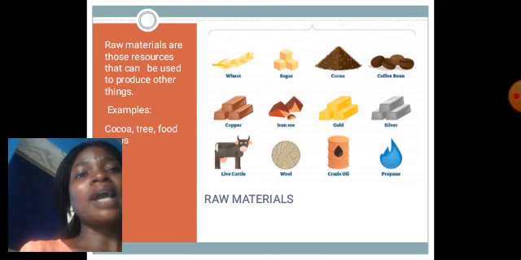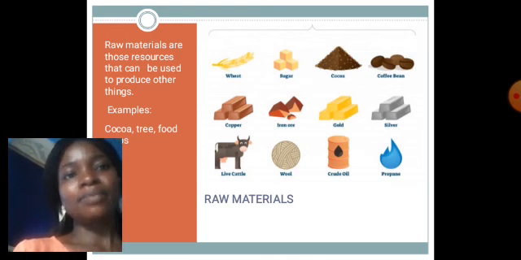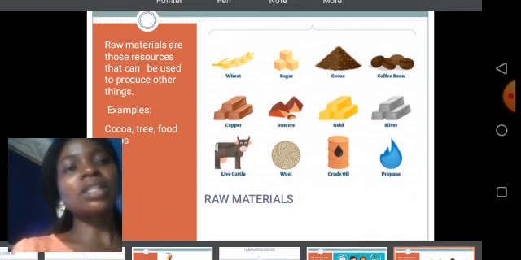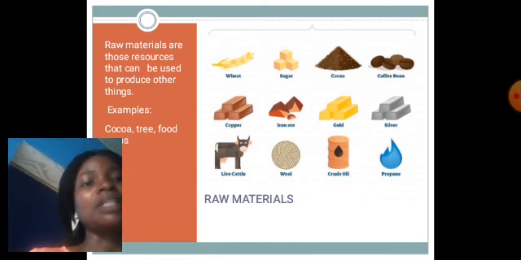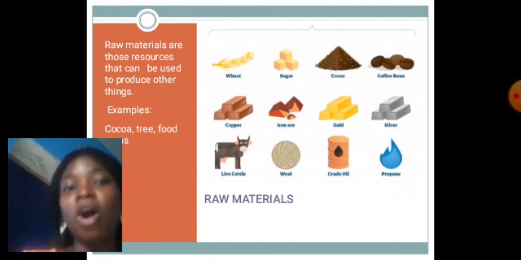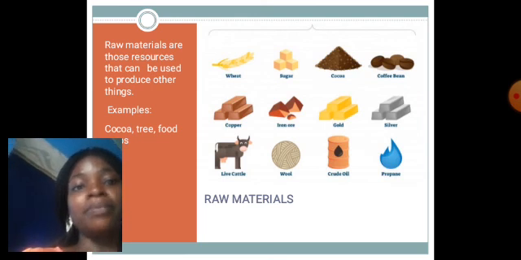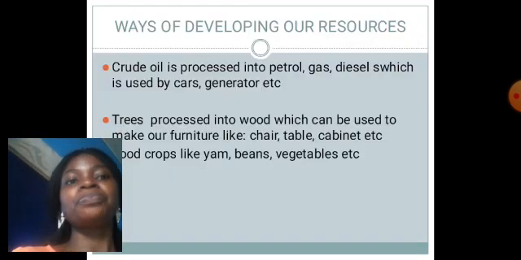Also, we have wheat, and from wheat we can get lots of things. So we have so many of them here. These are raw materials. Any unfinished product is called raw material. They are raw materials because they are not yet in their finished state.